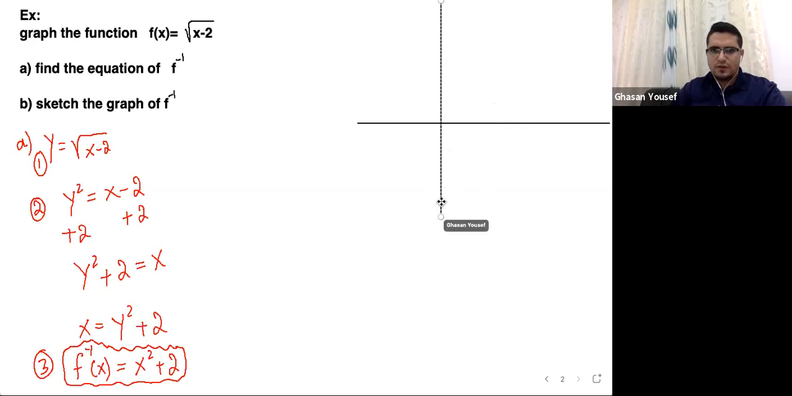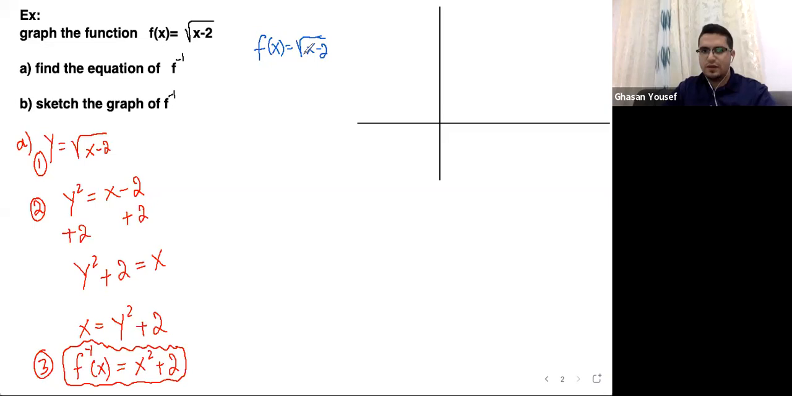First of all, before we start graphing f of x equals the square root of x minus 2, can someone tell me what the original function is? So I need to graph the function f of x equals the square root of x minus 2. What is the original function here? Square root of x square, square root of x minus 2.